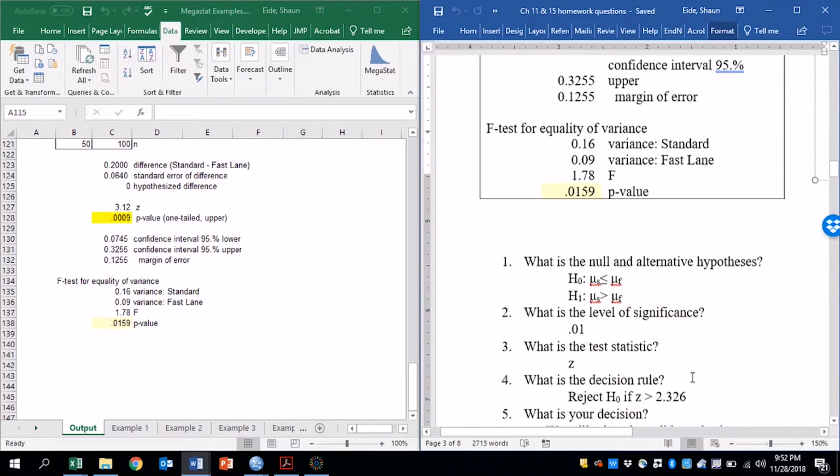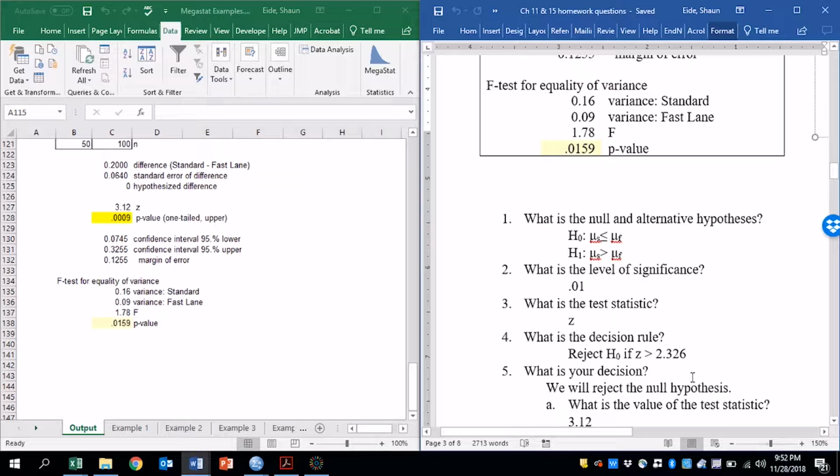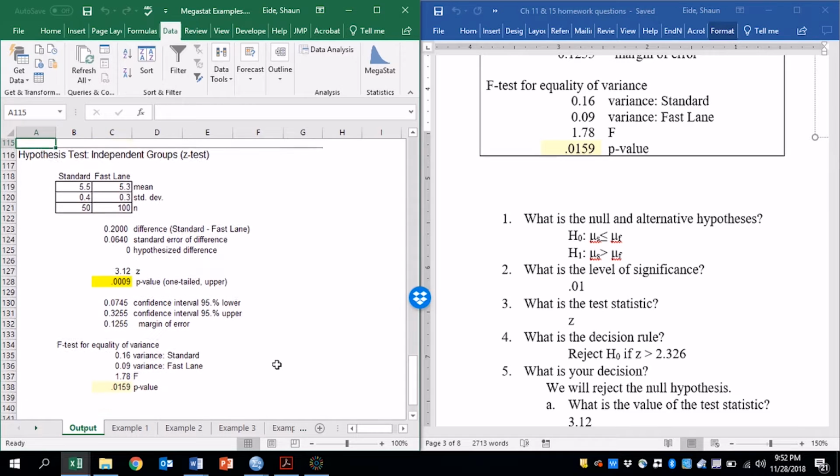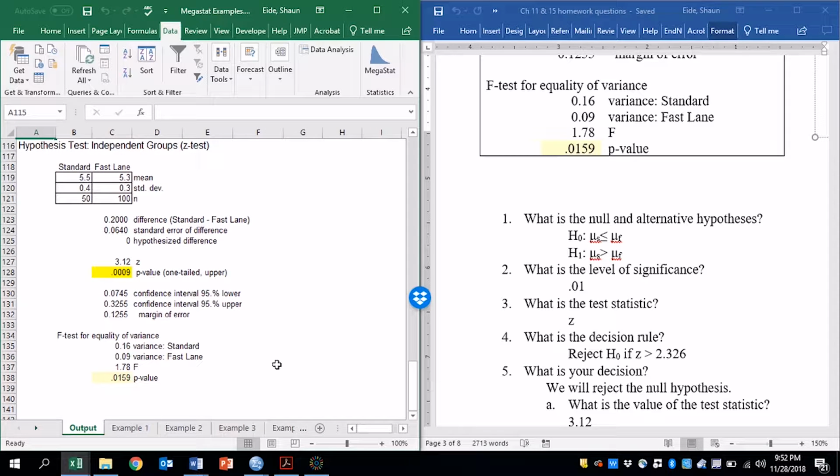Okay, so the null hypothesis is that mu sub s, or mu of the standard lane, is less than or equal to mu of the fast lane. So that's the null hypothesis. And the reason why that's the null hypothesis is because the alternative hypothesis is that mu of the standard lane is greater than mu of the fast lane. So you see mu sub s and mu sub f. F is the label for fast, s is the label for standard.